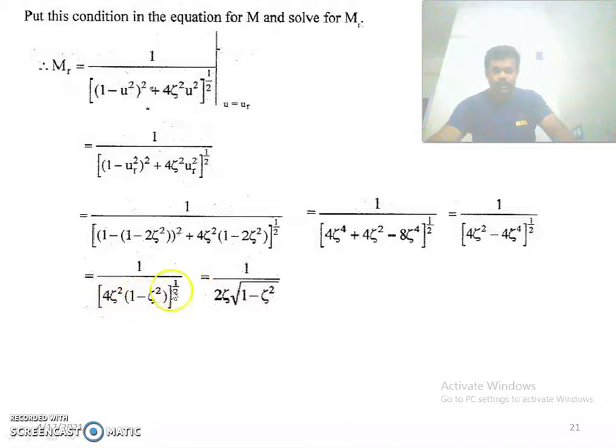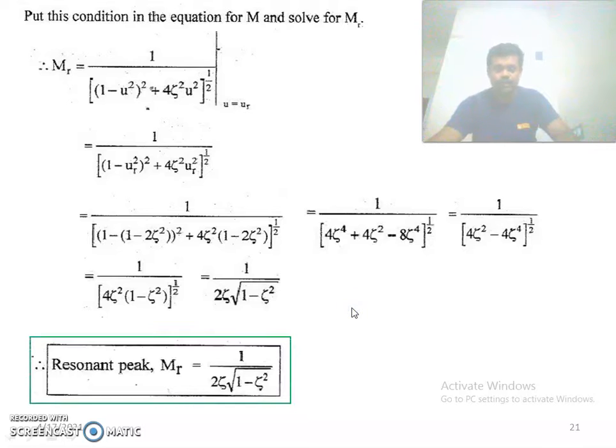So 4 zeta, from these two you can take 4 zeta square common. So you will be getting 4 zeta square into 1 minus zeta square the whole to the power 1 by 2. So if you remove the root, you will be getting 1 divided by 2 zeta into root of 1 minus zeta square. So this is the value for resonant peak Mr.